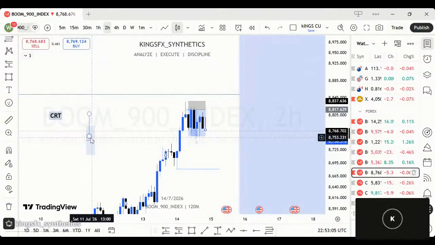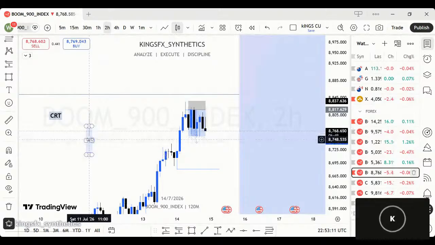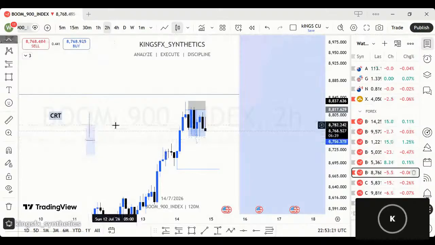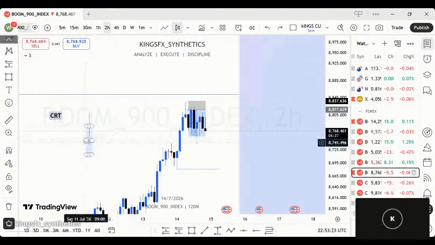Sorry about that, I don't know why this thing is not working. Okay, so another candle is formed about here, something like this. Now this wick takes out the wick of the previous candle. This is what we have as the CRT model.